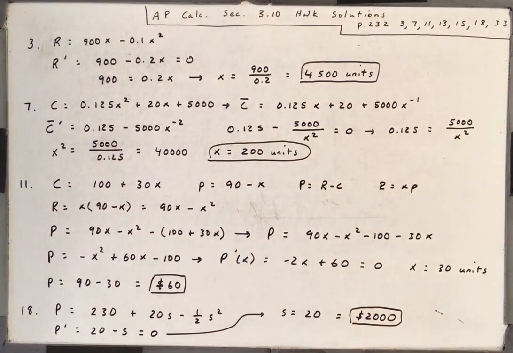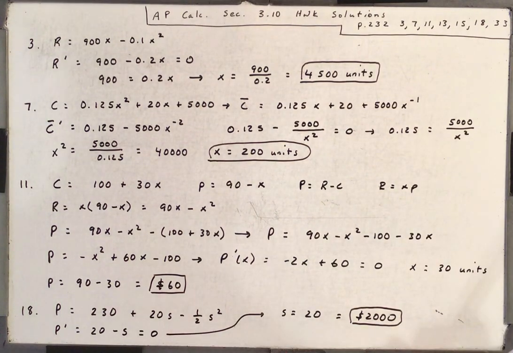Hello, welcome to AP Calculus Section 310, Homework Solutions from page 232. I was able to go ahead and fit 4 of the problems. They're not quite in a row here. At least I skipped ahead to get number 18 because it's so short on the board here, and I can just talk through those, and then I'll work the other 3 in just a little bit.